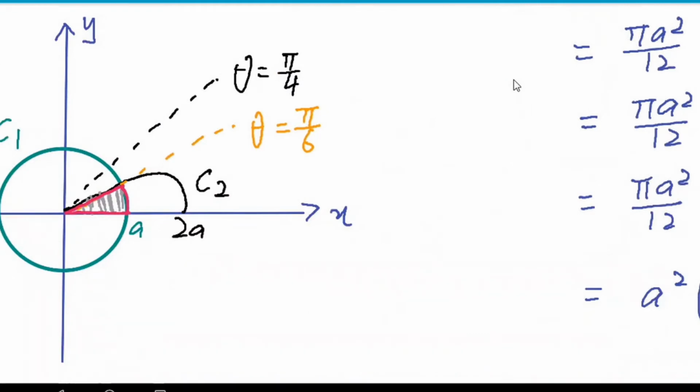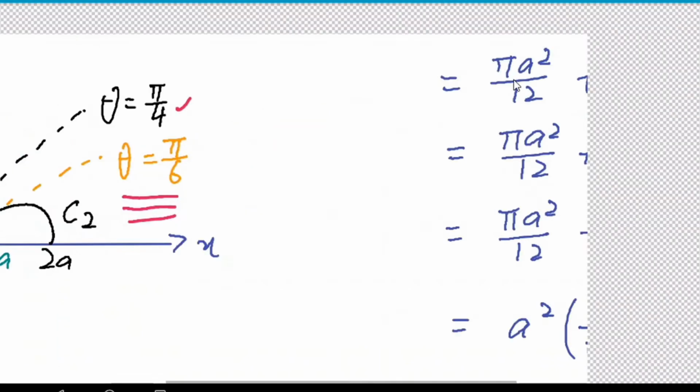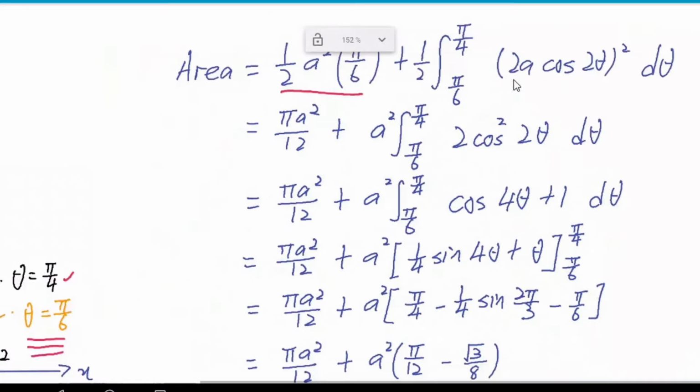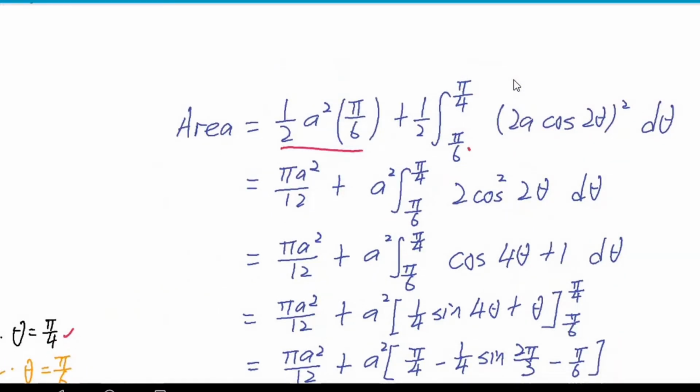Another part is the very small part, this part here. This small part starts from theta equals pi over 6 up until theta equals pi over 4. This part of the area belongs to C2. So we need to integrate half r squared d theta for C2 from pi over 6 to pi over 4. So read the questions carefully. My figure here might not show the area clearly, so you can draw it yourself, and then you will see where the area is.